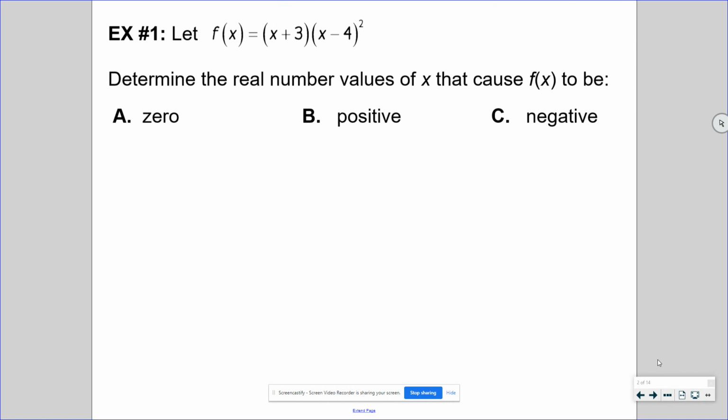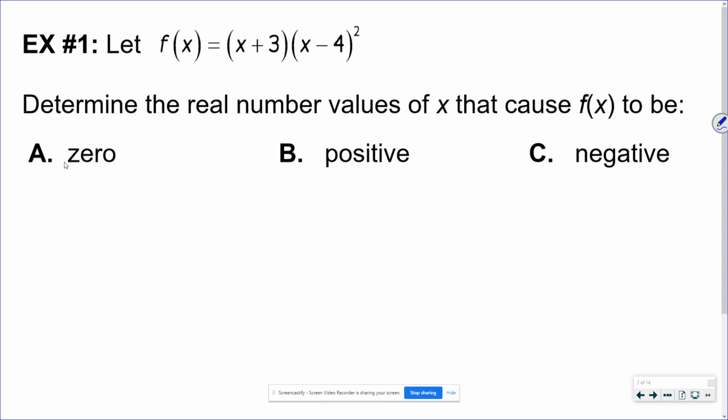All right, so what we're going to be doing first is determining where the equation in example 1 is 0, where it is positive, and where it is negative. For part A, determining where this function is 0 is something we have done already. Basically, you take your function, set it equal to 0, and solve for x, which is already factored.